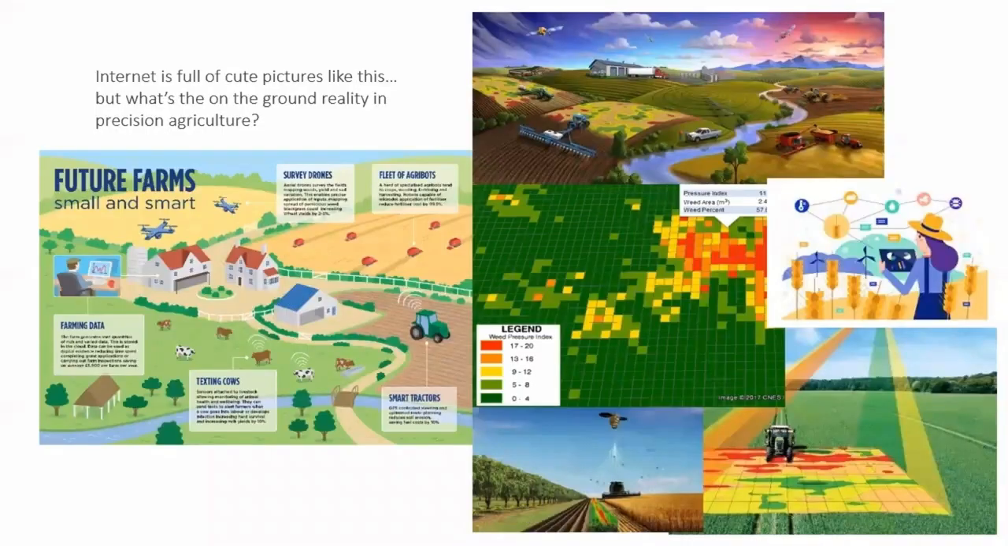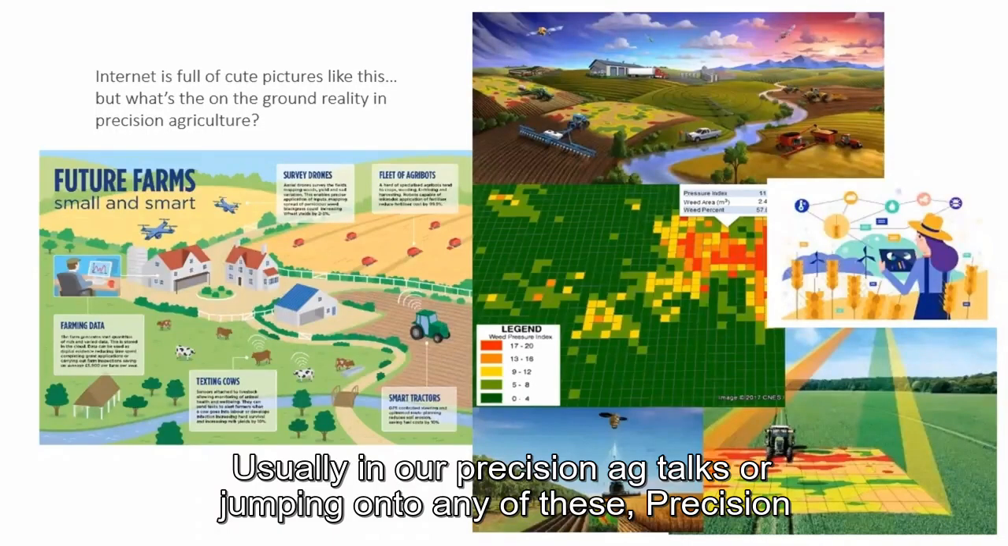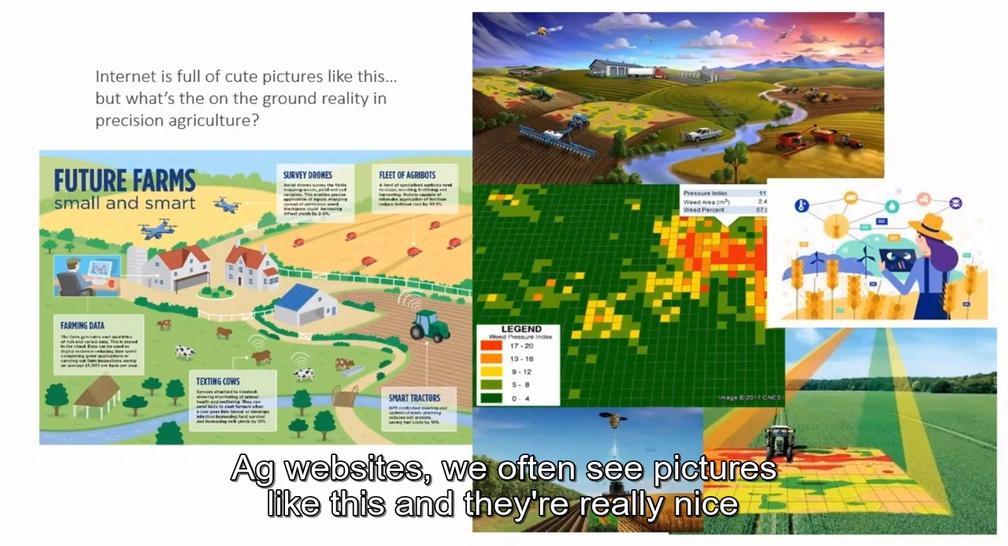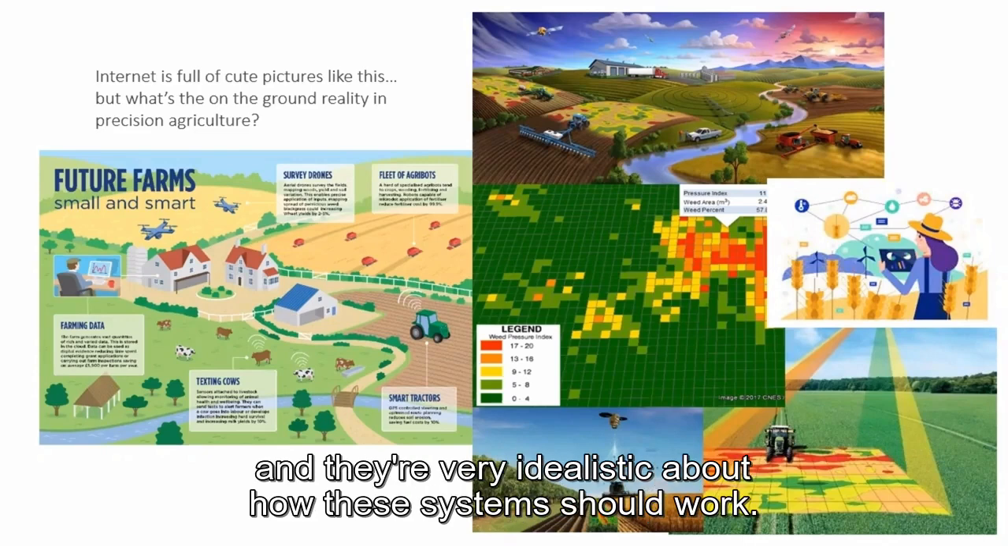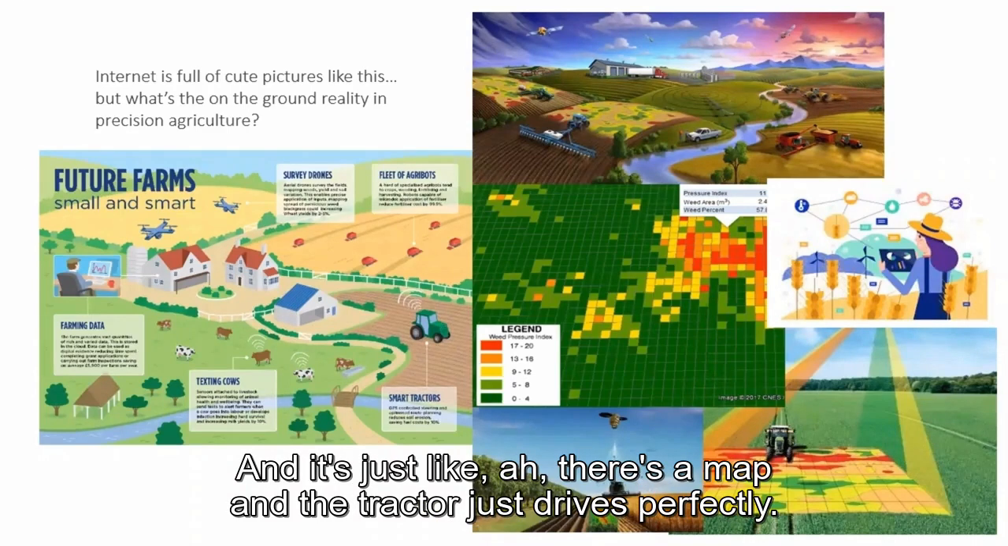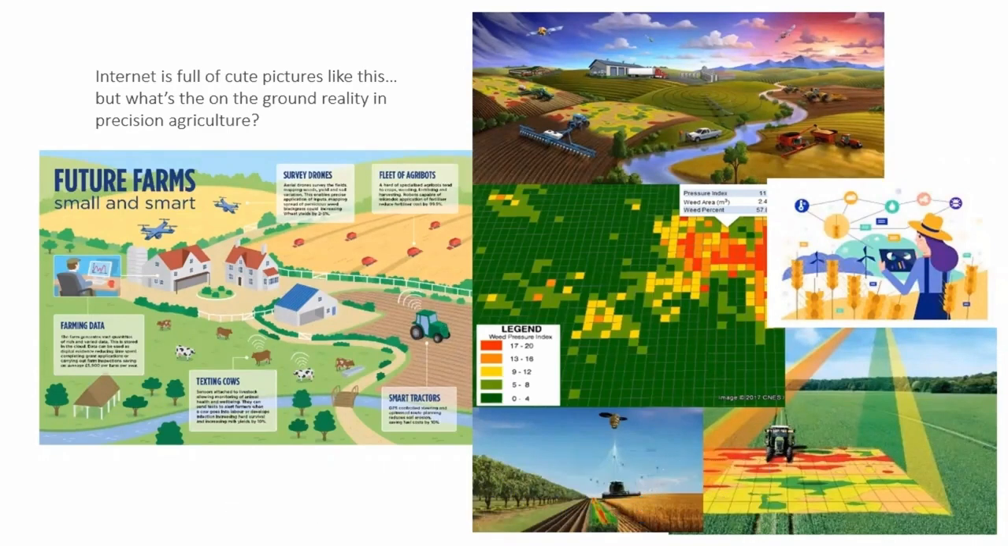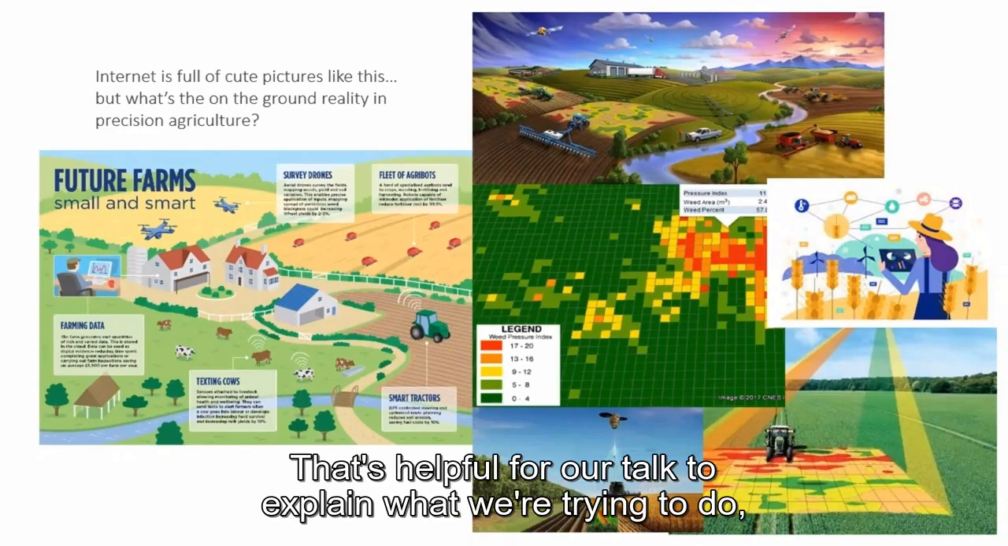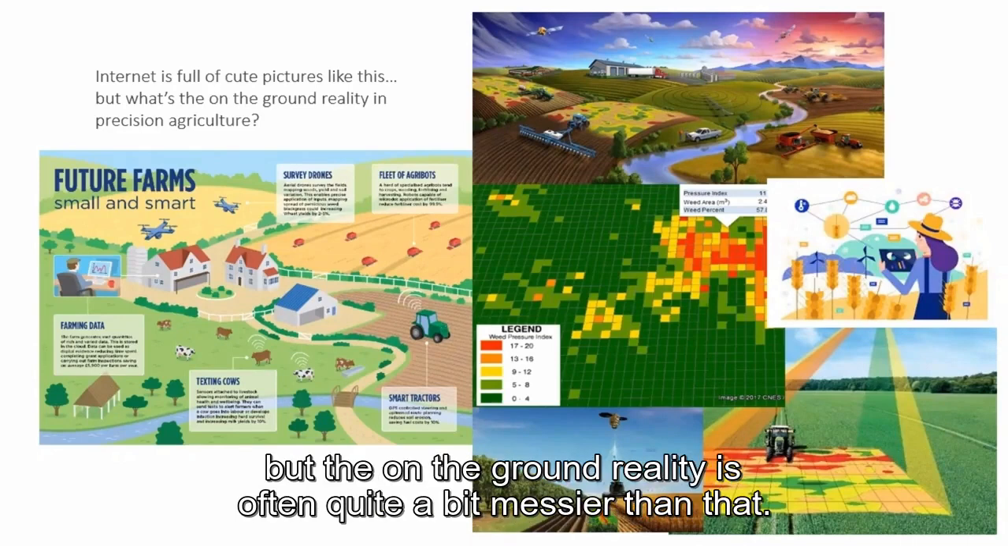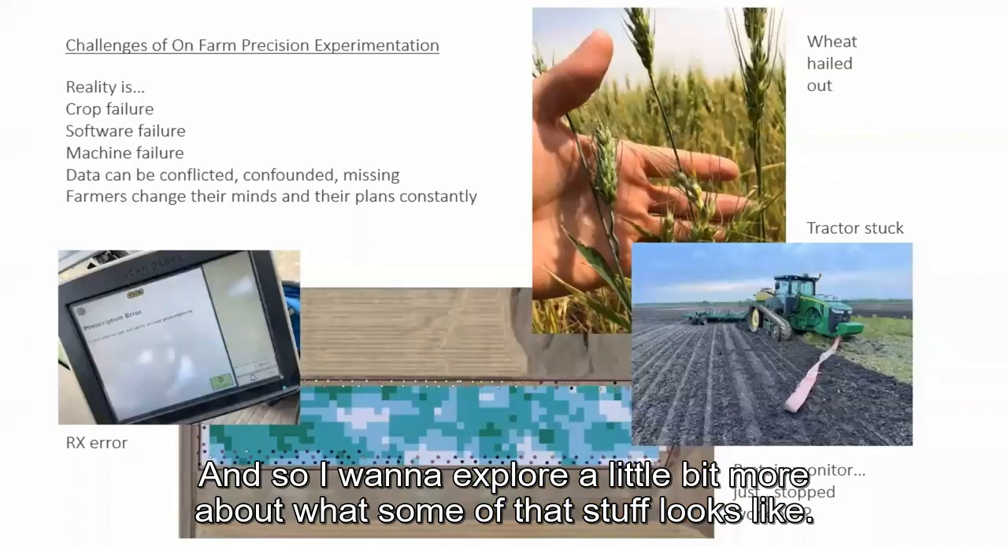Usually in our precision ag talks or jumping onto any of these precision ag websites, we often see pictures like this, and they're really nice and very idealistic about how these systems should work. There's a map and the tractor just drives perfectly. That's helpful for our talk to explain what we're trying to do. But the on-the-ground reality is often quite a bit messier than that. So I want to explore a little bit more about what some of that looks like.